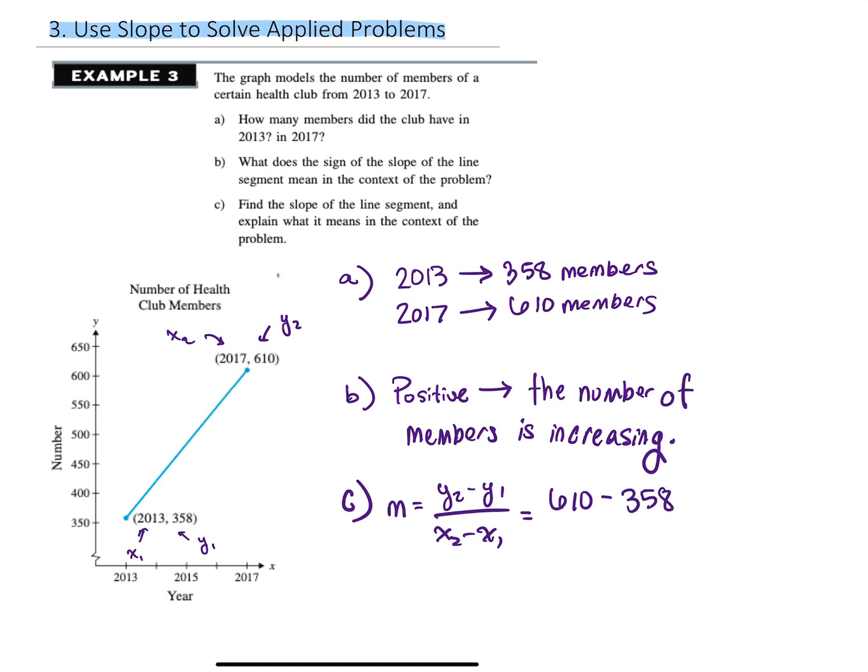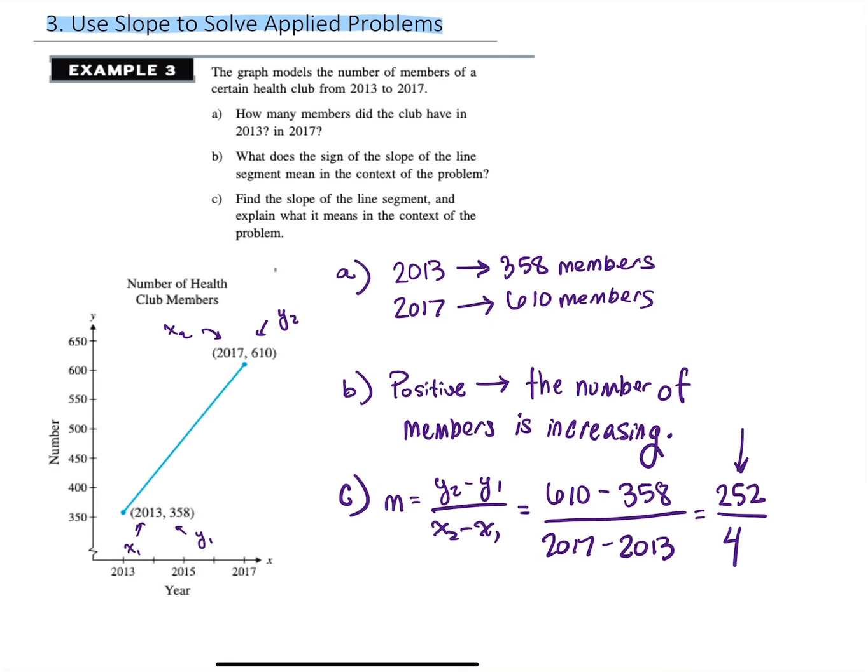So it's the change in membership over the change in time. 2017 minus 2013. So 610 minus 358 should give you 252. And 17 minus 13 is 4. So what we're producing is a rate of change, kind of like miles per hour, but this is number of new members, and in this case, this is over 4 years. But if we divide this completely, we'll get number of new members per year. If you do 252 divided by 4, that should give you 63.